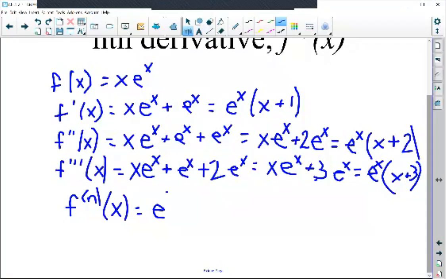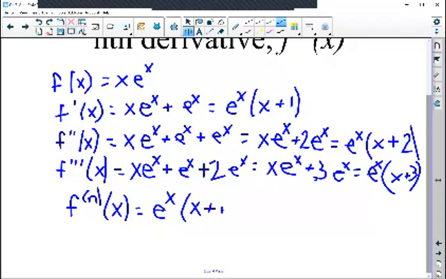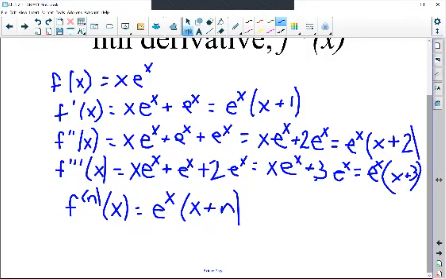Yeah, so a couple ways you could write it. I like that way. That's awesome. You could also write it as x e to the x plus n e to the x. That's the same, just multiply the e to the x through. I just like it this way because it is, I don't know, to me it's easier to see.